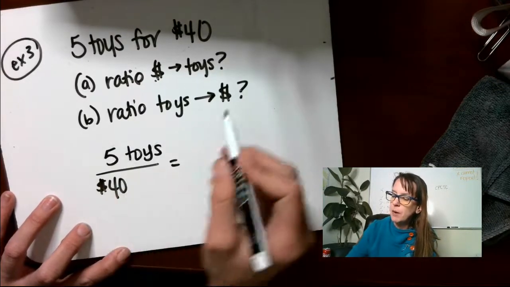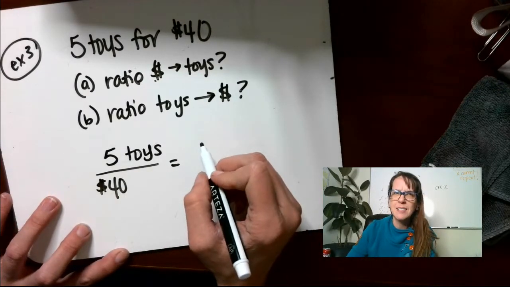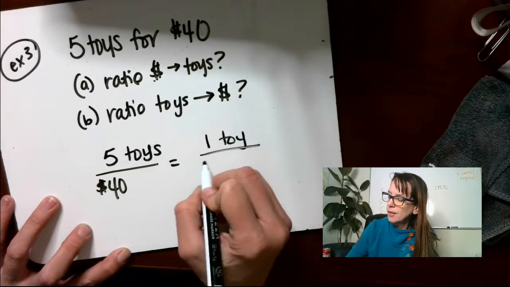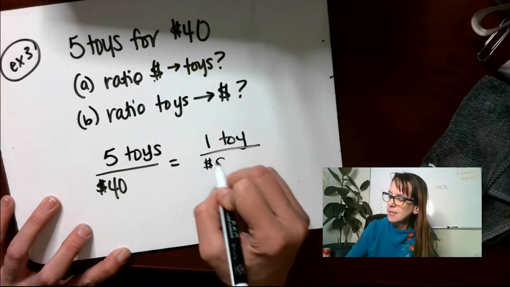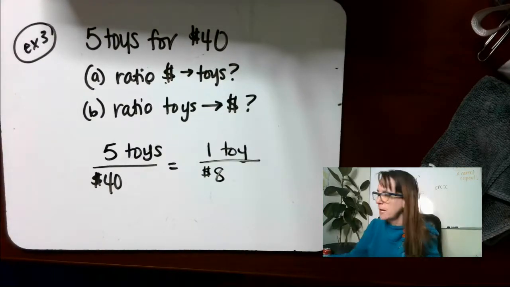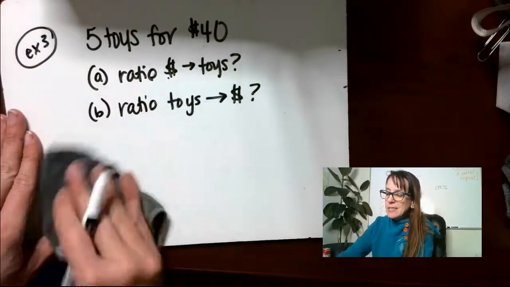If I divide the top and bottom by 5, did I say 8 in the last one? I think I did. Oh, well. 1 toy over $8, because I'm dividing the top and bottom by 5 to reduce that. So that's all a ratio is. It's finding how much that's going to be.